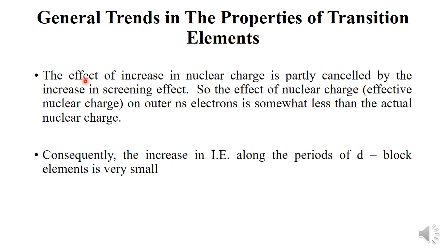So due to this, the effect of increase in the nuclear charge is partly cancelled by the increase in the screening effect. So the effect of the nuclear charge on the outer ns electrons is somewhat less than the actual nuclear charge. क्यों? d electrons के बढ़ने की वजह से screening effect बढ़ जाएगा. Screening effect बढ़ रहा है तो वो automatically left to right move करते वक्त जो nuclear charge increase हो रहा था, उस effect को nullify करेगा. तो उसकी वजह से जो outer electrons हैं, exact nuclear charge feel नहीं कर रहे, it is less than the actual nuclear charge, and due to this there is an increase in the ionization enthalpy along the periods of the d block elements, but this increase is very small.